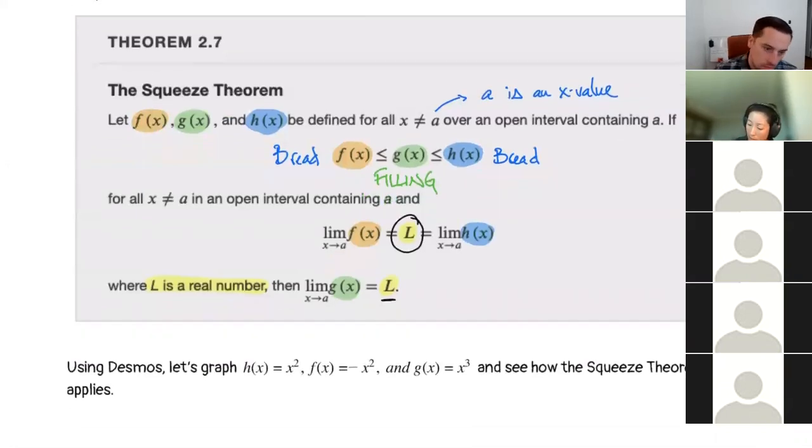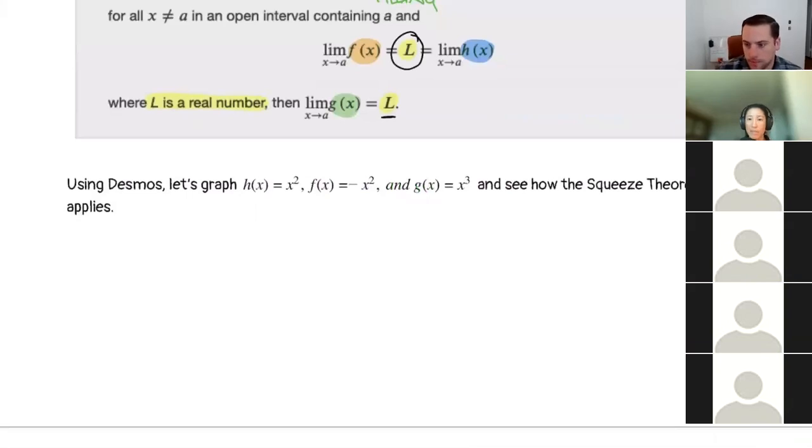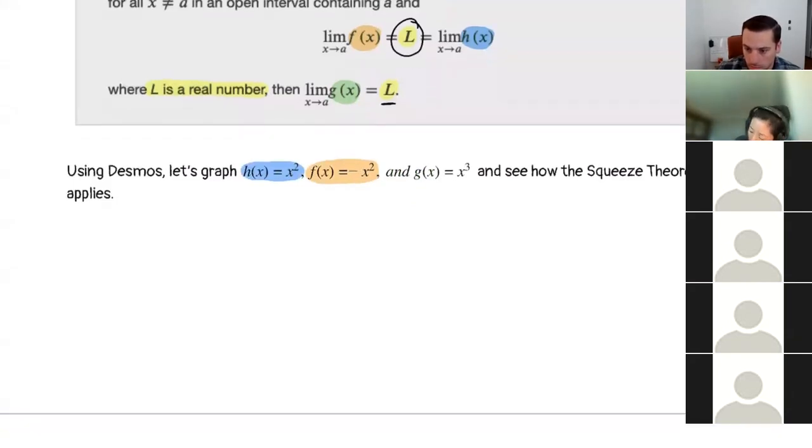But what I'd like to do is sketch a quick picture. I bet we can do this without Desmos. We're going to call our f of x to be negative x squared. We're going to let h of x equal our positive x squared. All right. And so let me sketch this real quick.